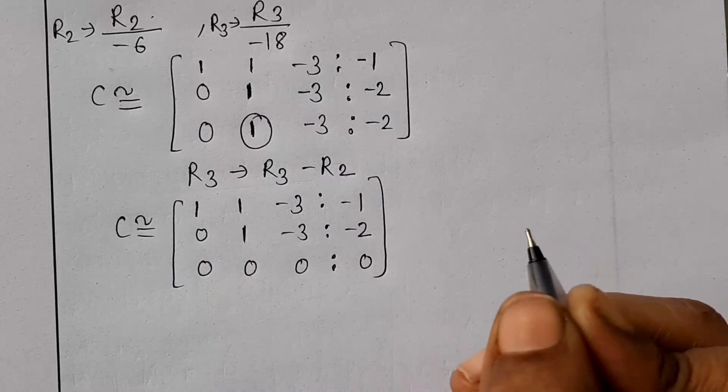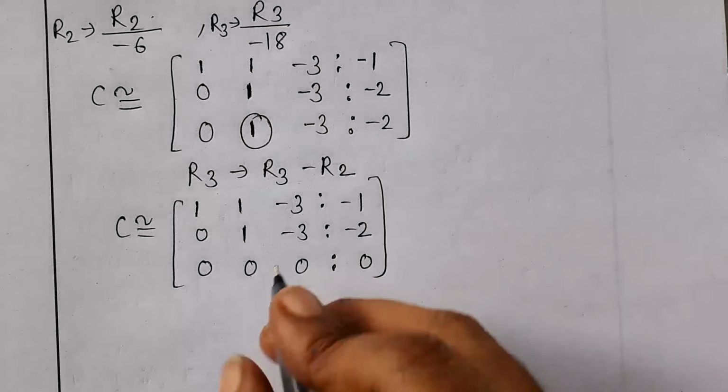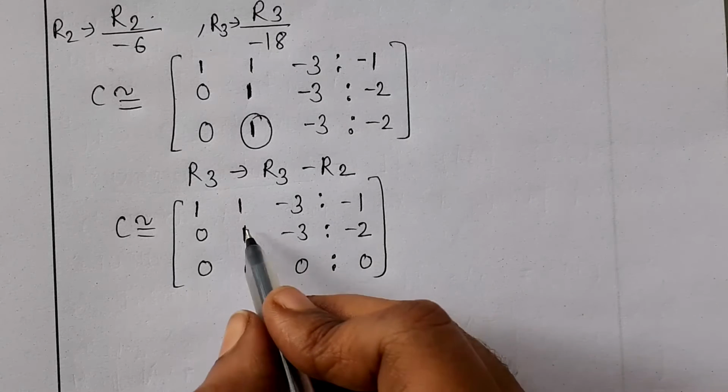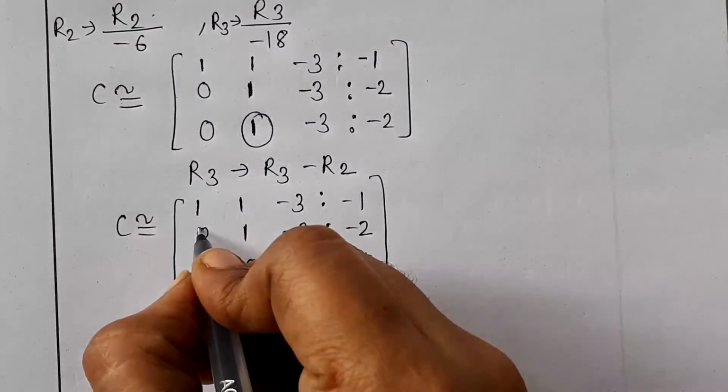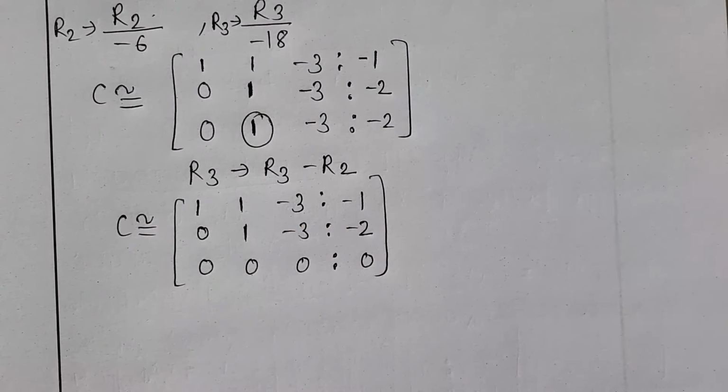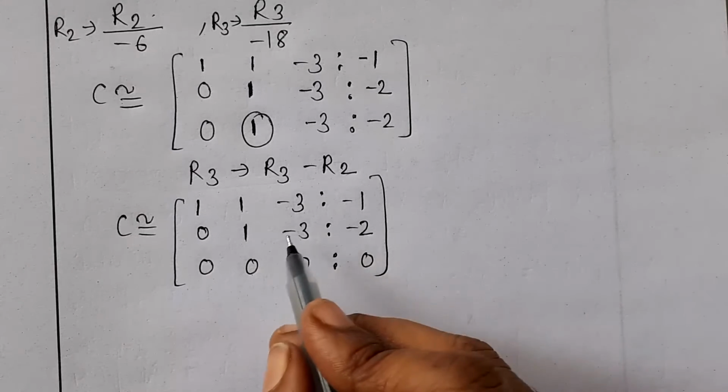All terms become 0 because both the rows are the same. So this is our matrix. Can we reduce it further? No. Why? Because if we try to change this matrix, this 0 will get changed and we don't want to disturb this 0. We want 0 here. So we cannot reduce it further.